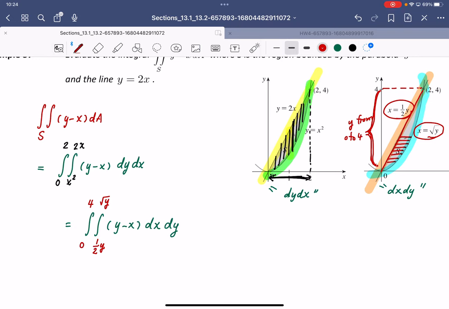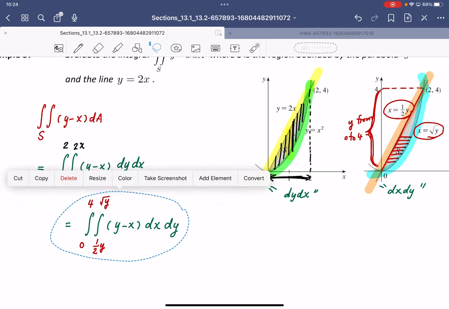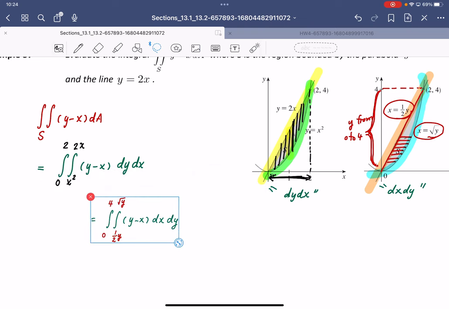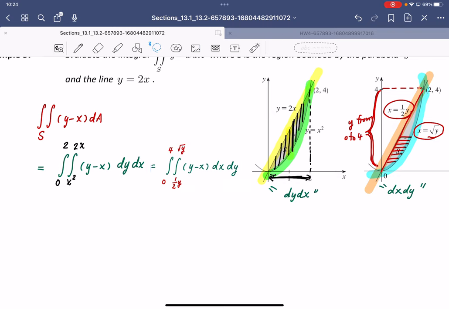So you have two ways to do it here, either dx dy or dy dx. Depending on the question, you can pick whichever you want. The first thing you need to learn when you learn double integrals is how to set up the domain or the boundary of the integration, and this is how you do it.